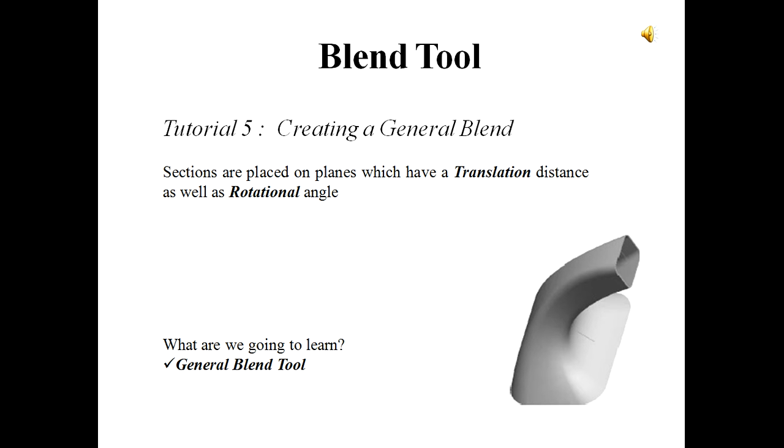In general type of blend, sections are placed on planes which have a translation distance and rotation angle both. In short, general type of blend is a combination of parallel and rotation both. Let's exercise a tutorial.